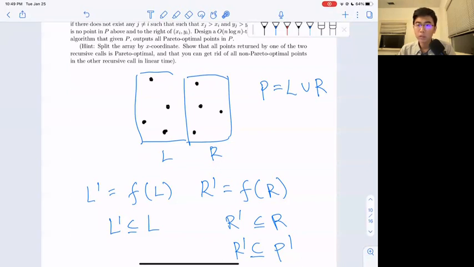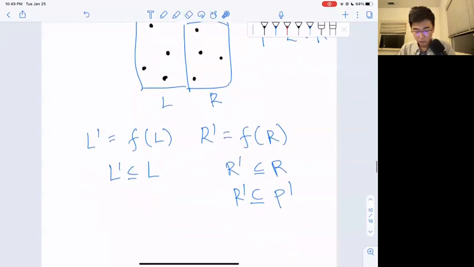And in the other direction, let's suppose this point is in L prime, but somehow not in P prime. Then it must have been the case that some point in R prevented it from being optimal. So some point in R was both to the right and on top of it.